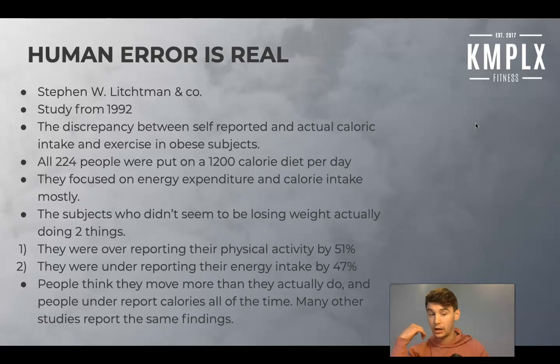Then they were under-reporting their energy intake by 47%. Again, this is huge. There's a difference between a handful of carbs and a handful and a half. There's a difference between a thumb of fat and 3 thumbs of fat, but people are under-reporting it all the time. This is why it can be a good idea to use the scanner, to use weighing scales, to use things like that so you're going to be quite accurate.